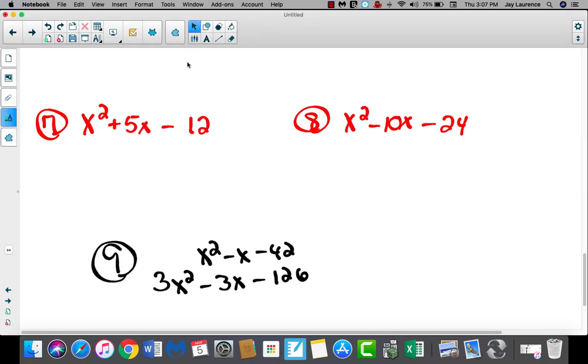Okay, so hopefully you have factored 7 and 8. Here come my solutions. And notice problem number 9 showed up there. Hold on a second. Something's in the way. Let me get rid of that. There we go. Okay, but let's talk about 7 and 8.